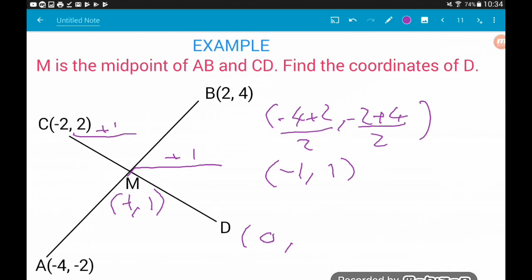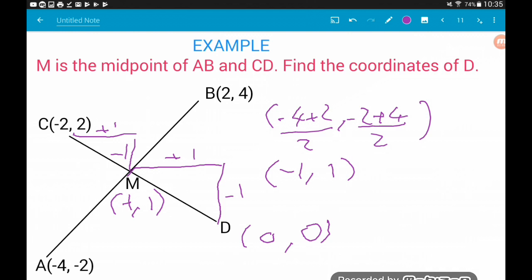Now let's find the y-coordinate. So how do we get from the y-coordinate of 2 at point C down to a y-coordinate of 1 at point M? Well, we minus 1. So, to get from M to D, we do exactly the same thing. So, 1 take away 1 is, happy days, it's 0 as well. So the coordinates of point D are 0, 0.